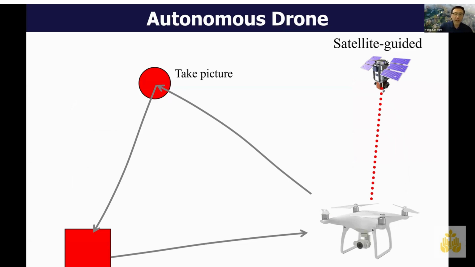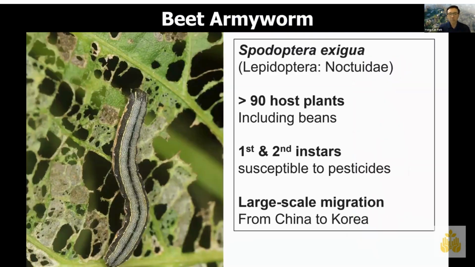Today, what I'm gonna present is the beet armyworm, Spodoptera exigua. It's in the Noctuidae family, and it has more than 90 host plants, including beans. Generally, the first and second instars after hatching from the eggs are very susceptible to pesticides, so growers try to kill the very early stages of these insects.